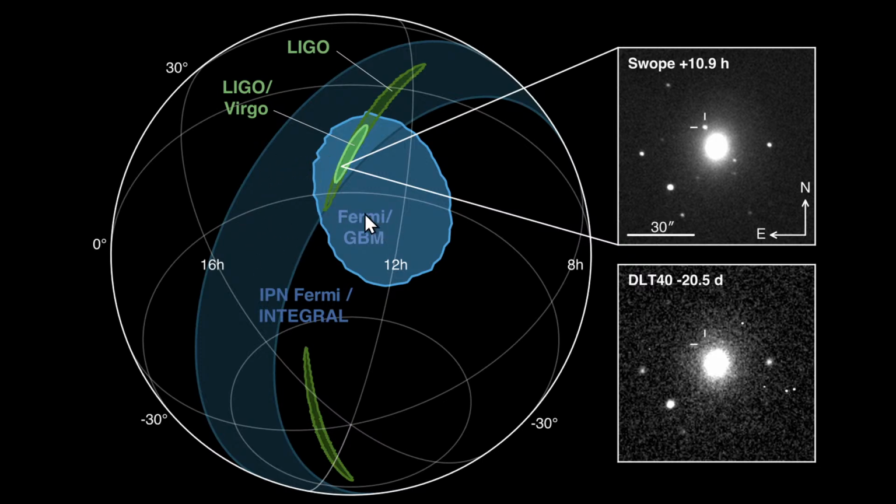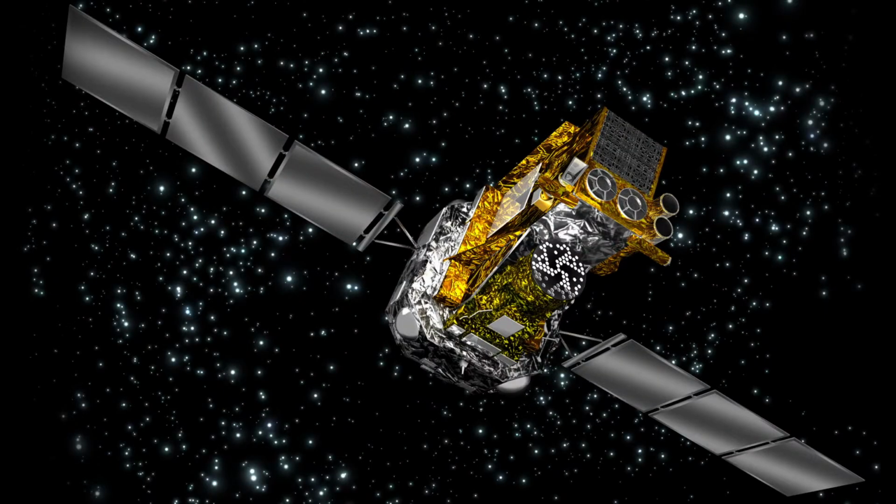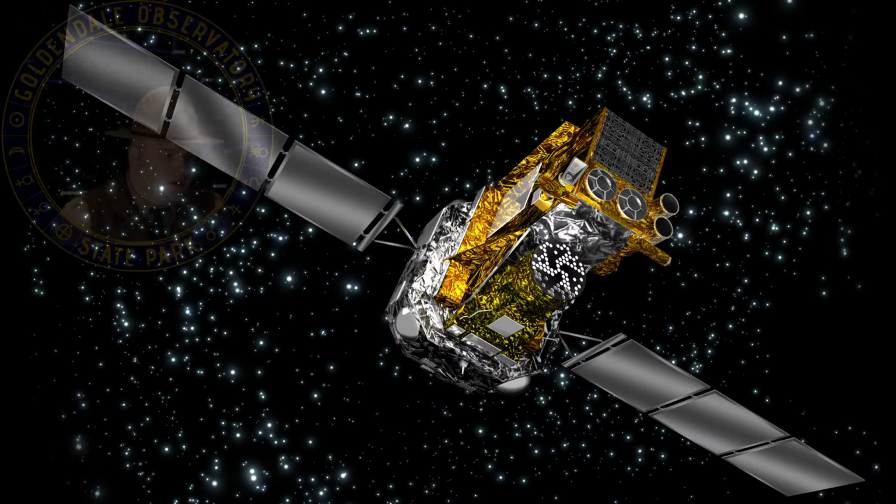The Fermi telescope, INTEGRAL, which is a gamma ray observatory. By the way, let me show you. This is the INTEGRAL gamma ray telescope. Brief tangent, because it's pretty cool.